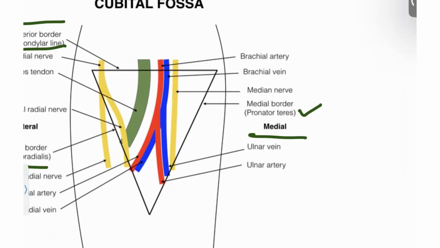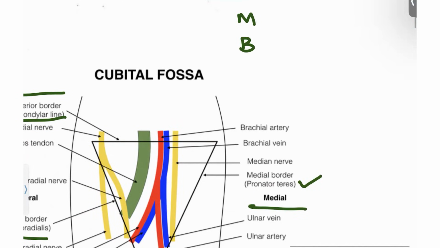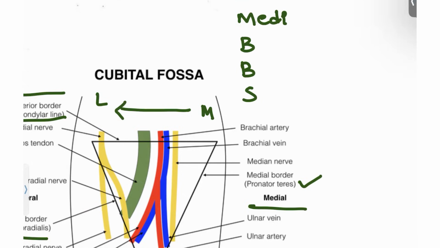And next, coming to the contents that are present. How to remember these contents? The mnemonic is simple, MBBS. These go from the medial side to the lateral side. So what are those structures? First is your median nerve.